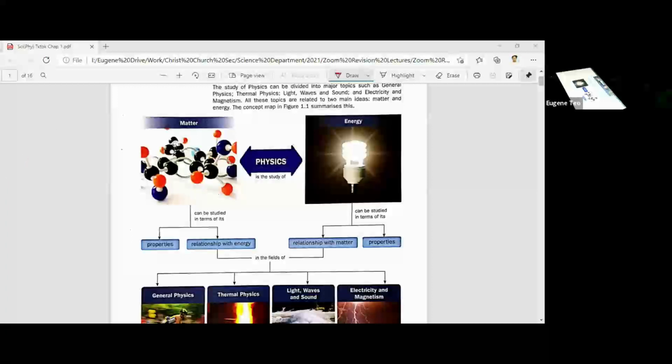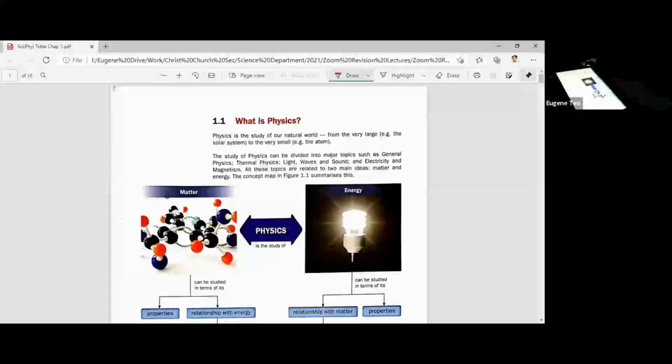Okay, so I've scanned the pages of the textbook. These pages here, I think, will have your combined science textbook. This is actually your first page. So I'm going to start now.